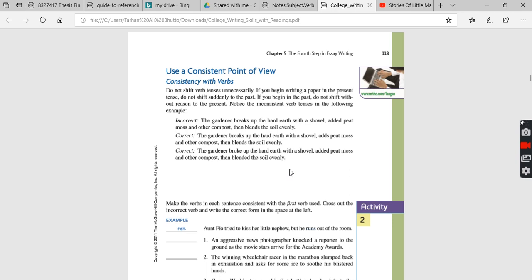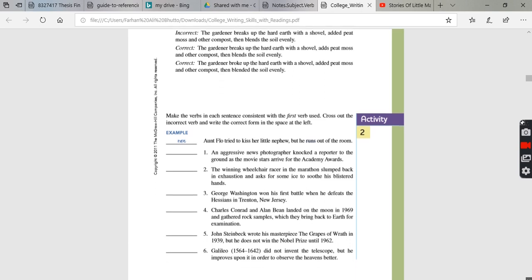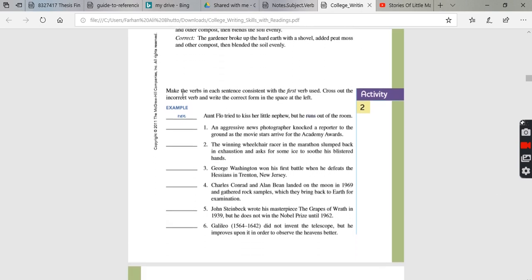Instead of giving you a lecture or explaining a lot, let's have some activity. Let's have some exercises, some wrong sentences, and let's see if we can correct them. So it says, make the verbs in each sentence consistent with the first verb used. Cross out the incorrect verb and write the correct form in the space at the left.